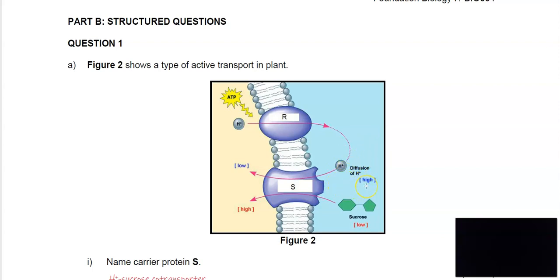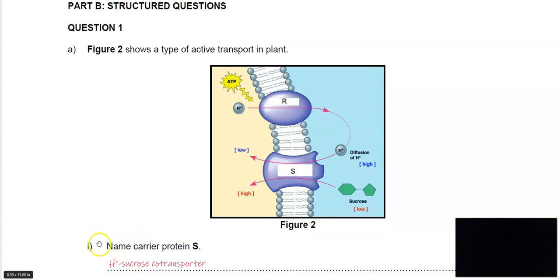concentration of hydrogen ion. So now, the purpose of this is to concentrate hydrogen ion in this region, so that the sucrose outside of the cell can enter into the cell along together with the hydrogen ion through this transport protein, the second transport protein or carrier protein. We call it the hydrogen ion sucrose co-transporter. Okay, so it leads to question number 1 here. Name carrier protein S, which is hydrogen ion sucrose co-transporter.